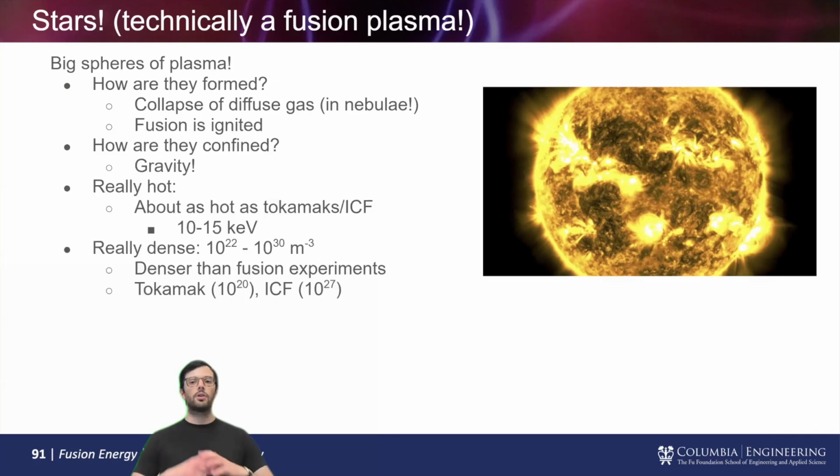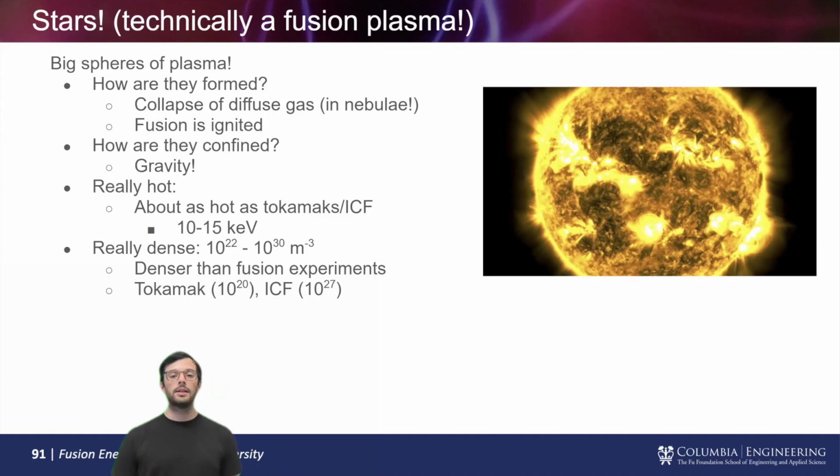So the mass of all the gas around itself is big enough that it's constantly crushing itself down. And so it's being confined by gravity. This would be really nice if we could do it this way in a fusion device on Earth, but we don't have enough stuff to do it that way. So we have to use magnets or some other way to confine the plasma. But stars are confined with gravity.